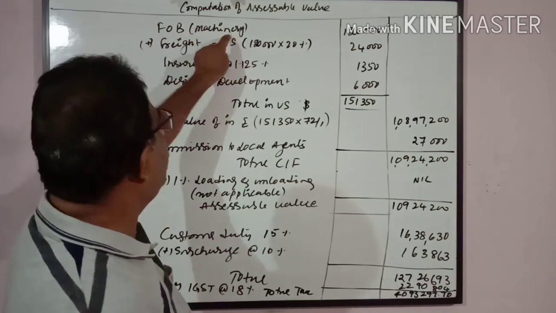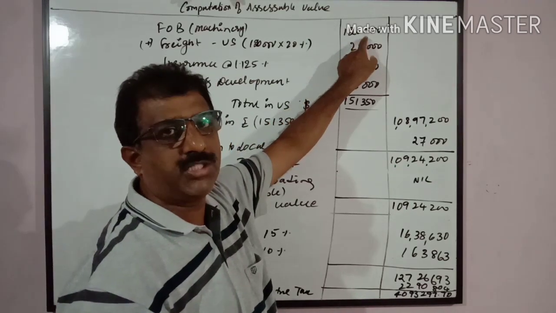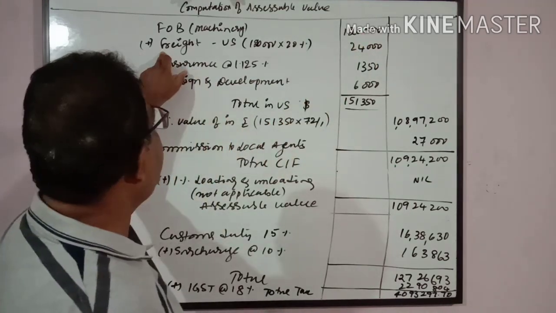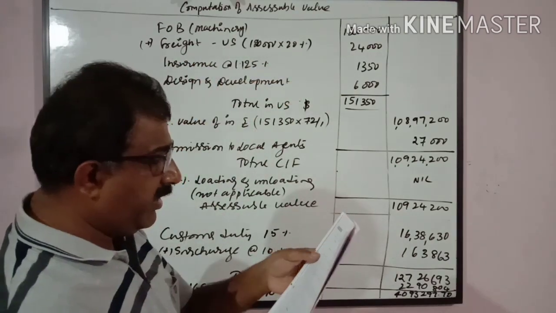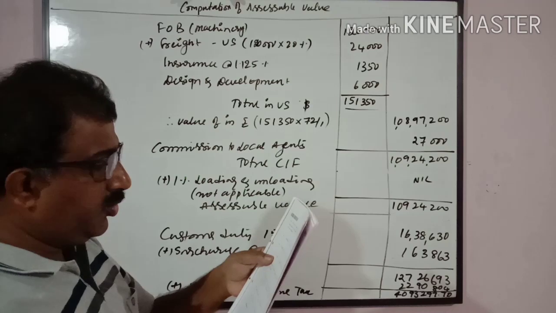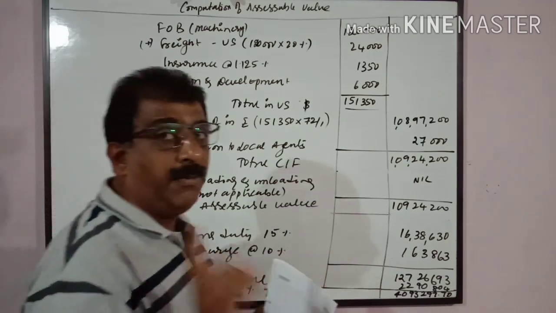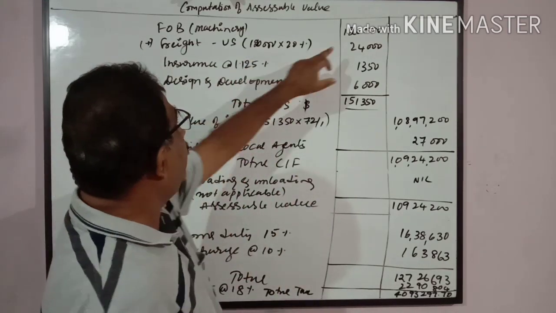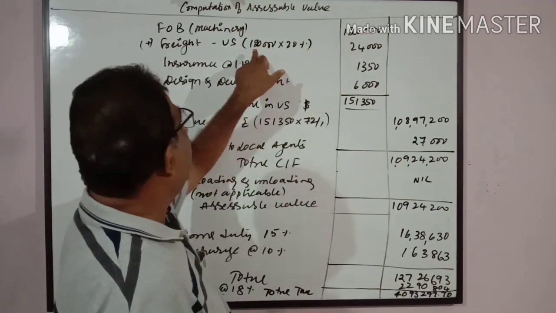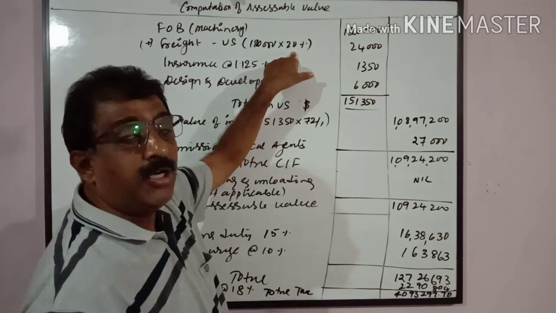Free on board for machinery, $1,20,000. This is in dollars. You take that. And freight charges US to India, it is given here: freight and insurance US to India is $36,000. Remember, we have to take only 20% on the free on board, FOB. FOB 1,20,000 into 20% comes to 24,000.